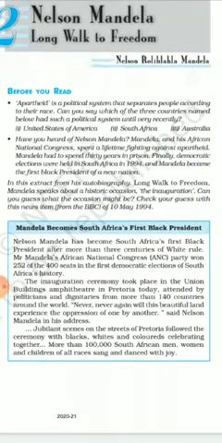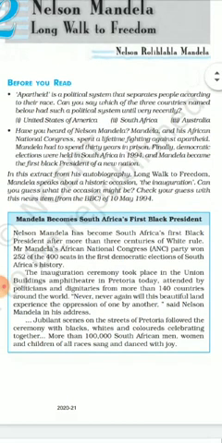Apartheid is a political system that separates people according to their race. Can you say which of the three countries named below had such a political system until very recently? Apartheid is a political system where we are segregating or dividing people on the basis of their race. United States of America, South Africa, and Australia.